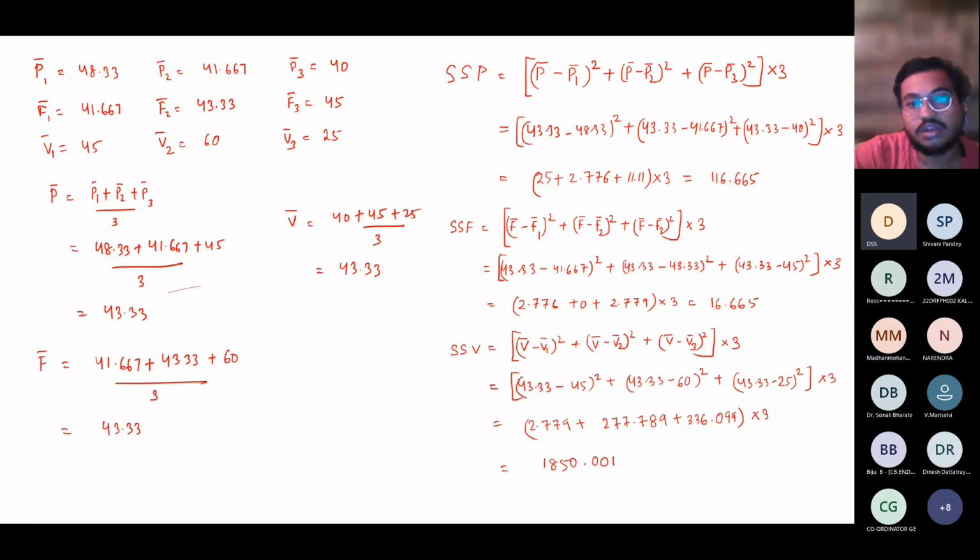Then we calculate the sum of squares, as I mentioned earlier. For pesticides, we take the average value for all pesticides, subtract it from the average yield of the first pesticide, and square it. Then for the second one and the third one, we add all the squares and multiply by 3. We get a value of 116.665. For sum of squares for fertilizers, we do the same thing and get a value of 16.665. And for varieties also, we do the same thing and get a value of 1850.001. Is this clear?